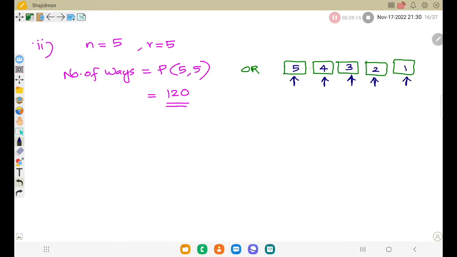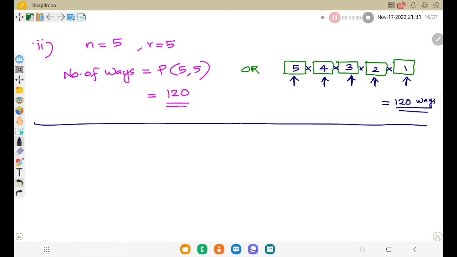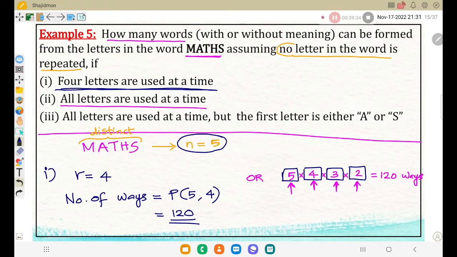So by using the multiplication rule, 5 multiply 4 multiply 3 multiply 2 multiply 1, correct? So totally how many will we get? 120 ways we can arrange. Hope you understood this question, correct? The idea is important, just remember the idea. Now the third part of the question. What is the third part?